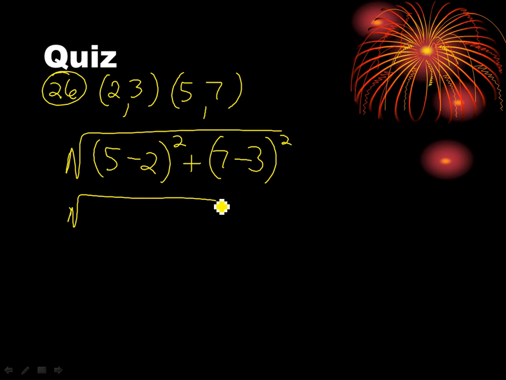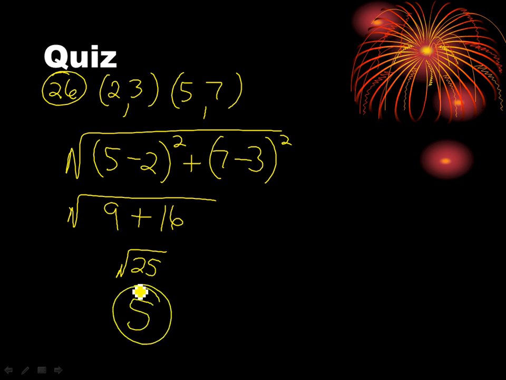Unlike the slope formula that you learned last year, with distance formula and midpoint formula, when you switch those around, it makes absolutely no difference. What is 5 minus 2? 3. What's 3 squared? 9. 7 minus 3? 4 squared. 9 plus 16? 25. And it's a square. That's a perfect square number, isn't it? So how long is that segment? 5 units long. Whatever the units have to be.